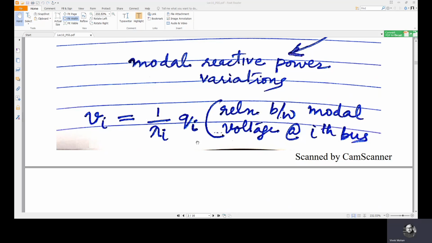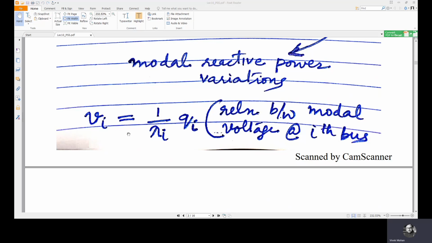Now this is the relation of modal voltage at the ith bus. This i denotes the bus number. If we have n buses, then i equals 1, 2, etc., up to n. Now this is the relation.